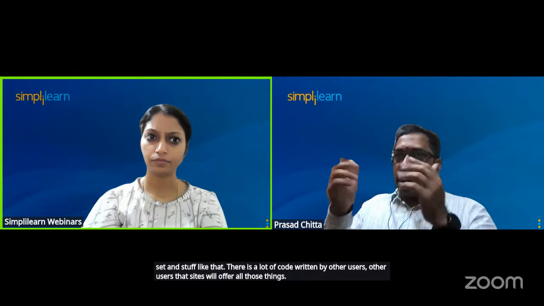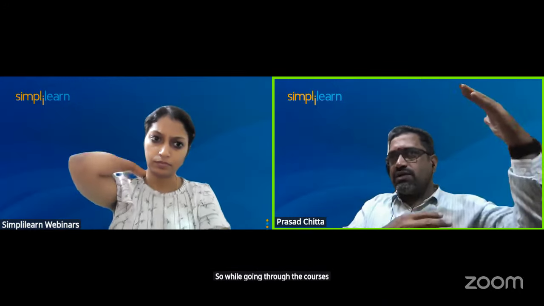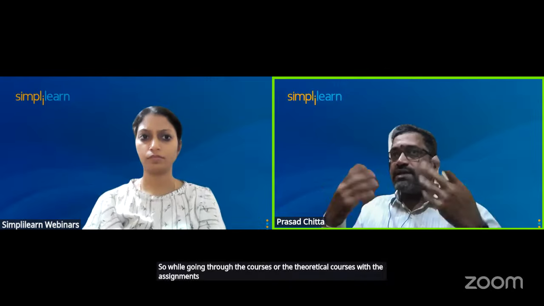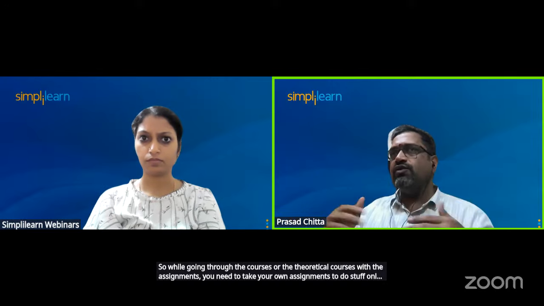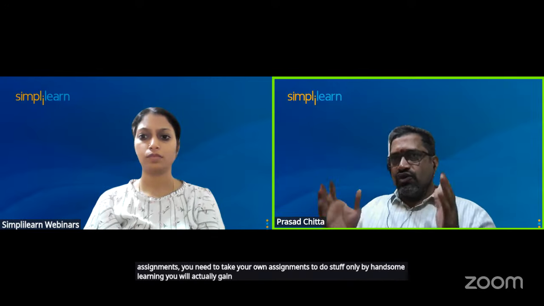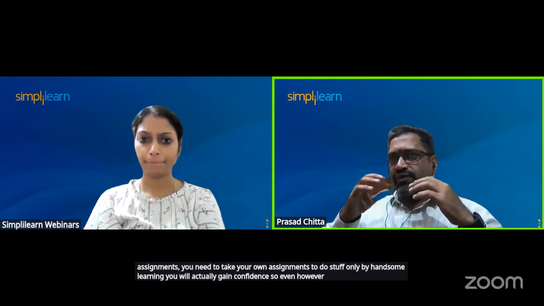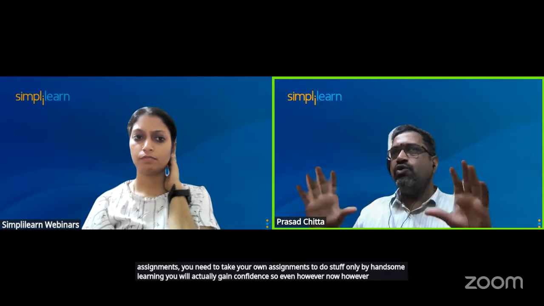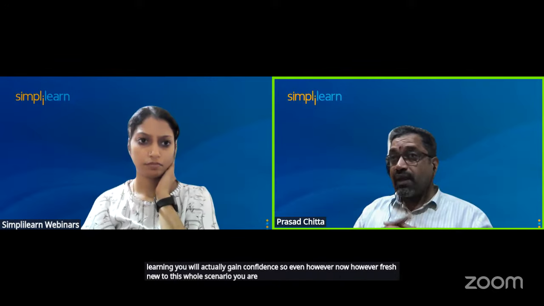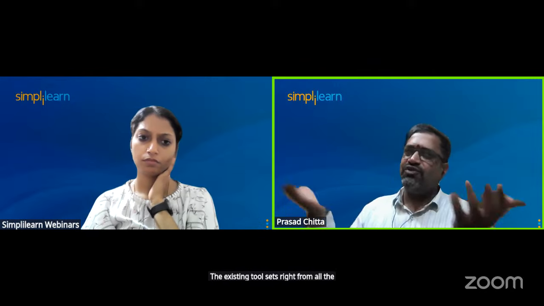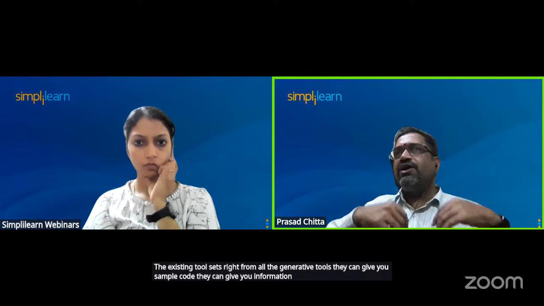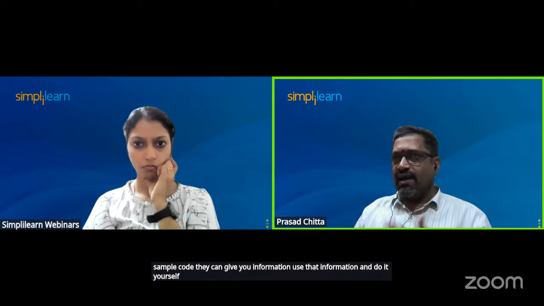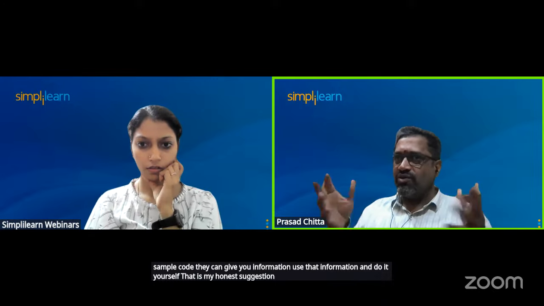So while going through the courses or the theoretical courses with assignments, you need to take your own assignments to do stuff. Only by hands-on learning will you actually gain confidence. So however novice, however fresh, new to this whole scenario you are, the existing toolsets, right from all the generative tools, can give you sample code and information. Use that information and do it yourself. That is my honest suggestion to anybody, everybody who wants to come in there.